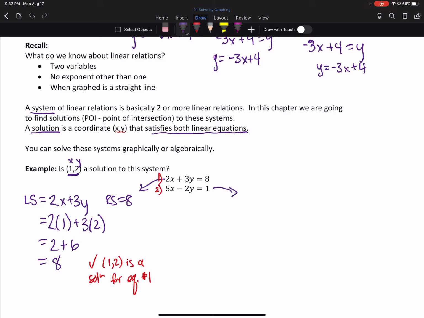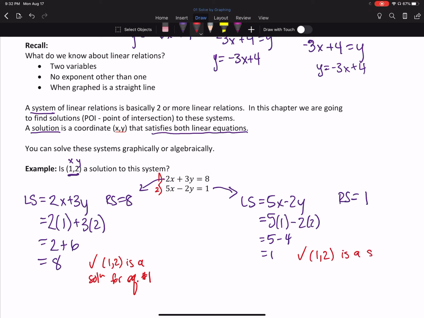And then if we take the second equation and we look at the left side and we do the same thing, so 5x minus 2y, and I take my solution 1, 2, and I sub that in, 1 for x and 2 for y, 5 minus 4 equals 1. And the right side of the second equation was 1, and it also works. So yes, 1, 2 is the solution for equation number 2.